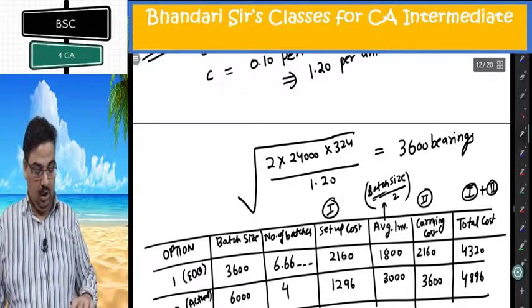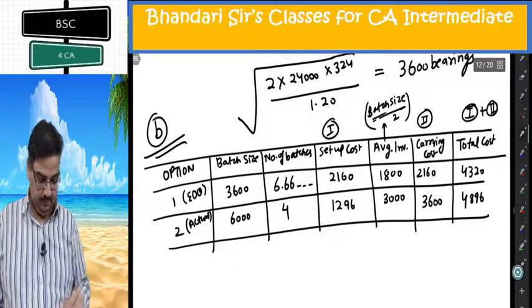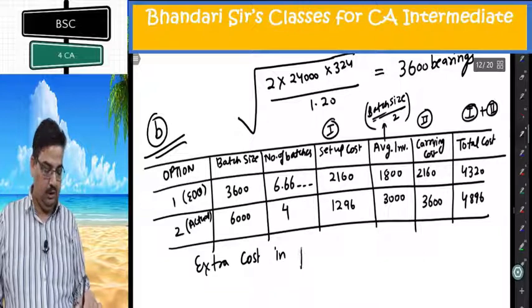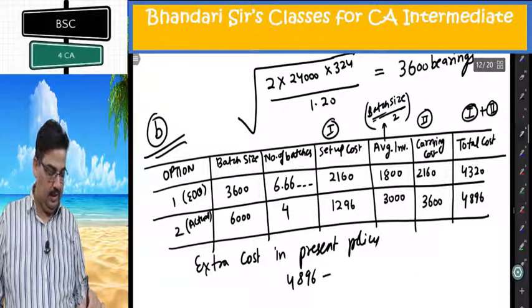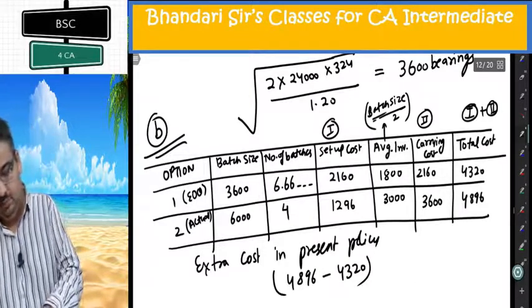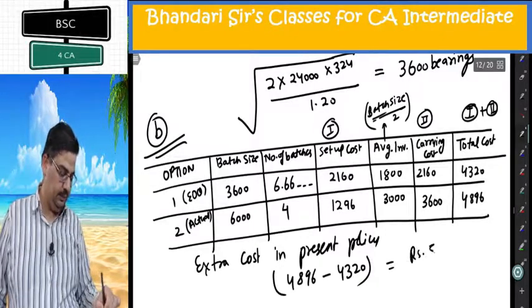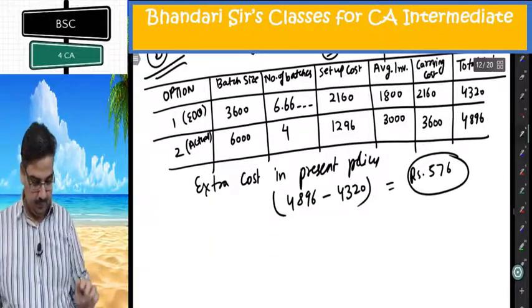So extra cost, this is B part. Extra cost in present policy: 4896 minus 4320, 576. That should be the answer of B part.